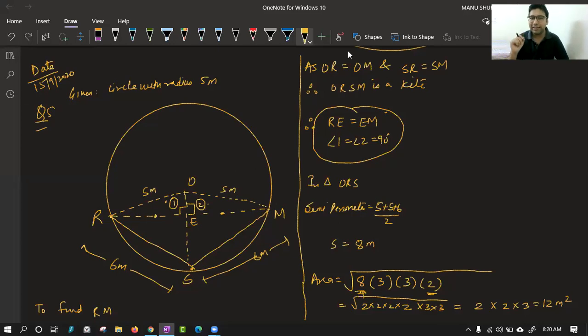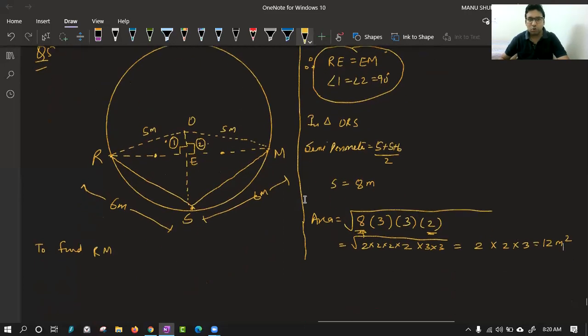So we have found the area of triangle ORS. Now I want to find the complete RM. If I observe the triangle ORS again, in this triangle I can treat RE as height, and what can I treat as base? In triangle ORS, what can I treat as base? Yes, I can treat OS as base, and I can treat RE as height. Yes, Tanay.